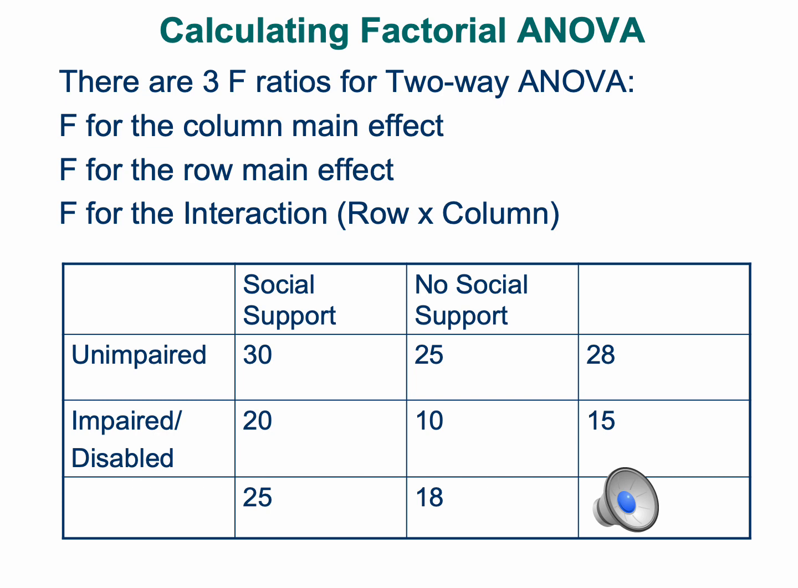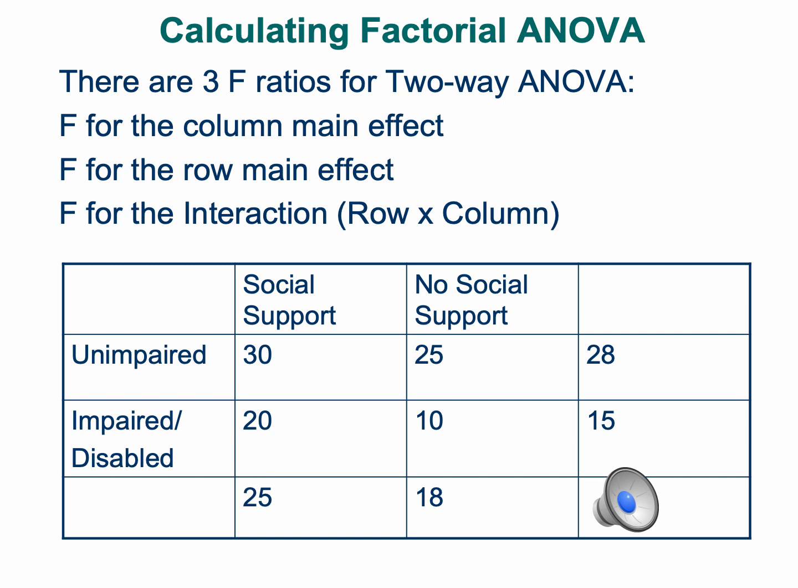There are 3 F ratios in two-way ANOVAs. As you might expect, there's an F ratio for the main effect for the column variable. There's an F ratio for the row main effect. And there's an F ratio for the interaction. Now this is common to all factorial ANOVA, that you have main effects and you have interactions, and you have separate F tests for these.